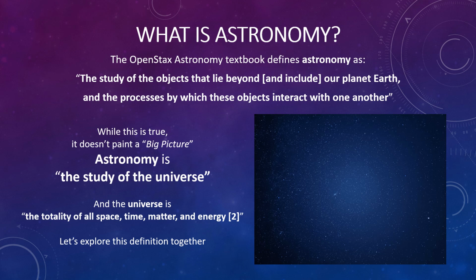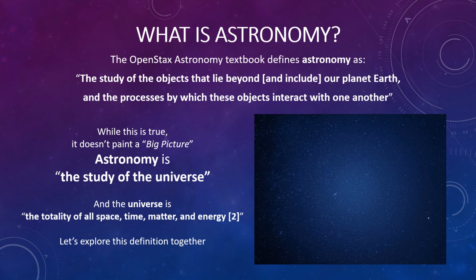So, what is astronomy? The OpenStax textbook very rigorously defines astronomy as the study of the objects that lie beyond and include our planet Earth, and the processes by which these objects interact with one another. This is a little rigid and wordy, and it also doesn't quite paint the big picture. So, a more simplified and broader definition would be: astronomy is the study of the universe. Now you may ask, well, what is the universe?